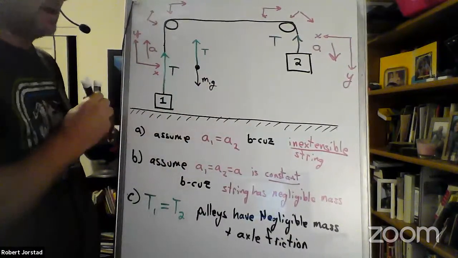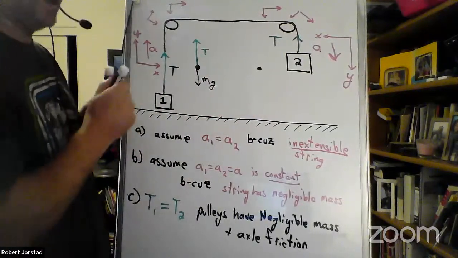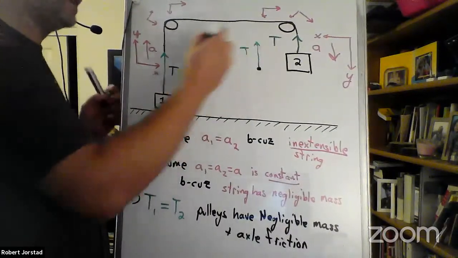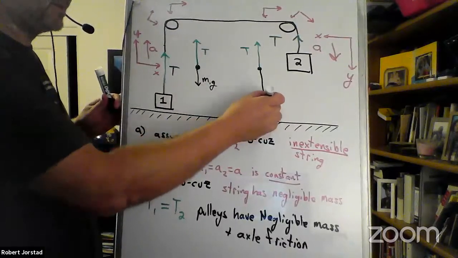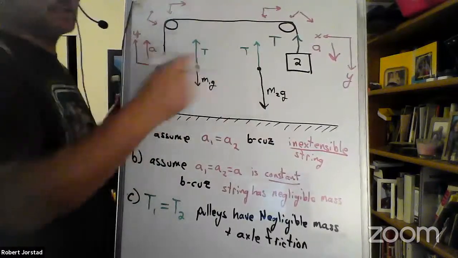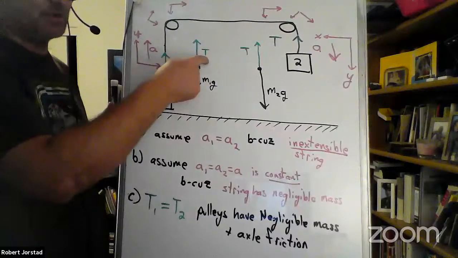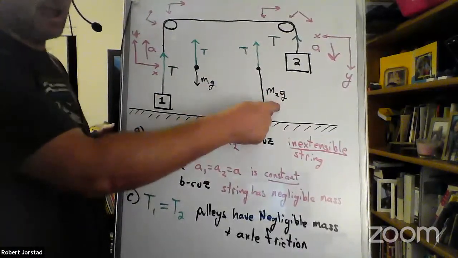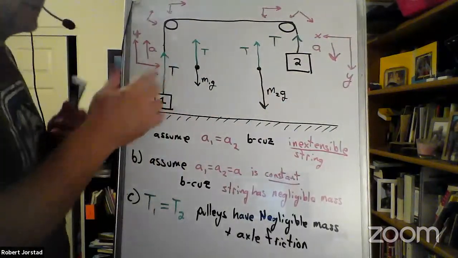Okay. Over here, there's going to be tension up and M2G down. And I deliberately tried to accentuate this a little bit. If it's going this way, I think this makes sense. If this one's accelerating up, tension should be bigger than mg. If this one's accelerating down, mg should be bigger than tension. And so in this case, I tried to draw them a little bit to scale.